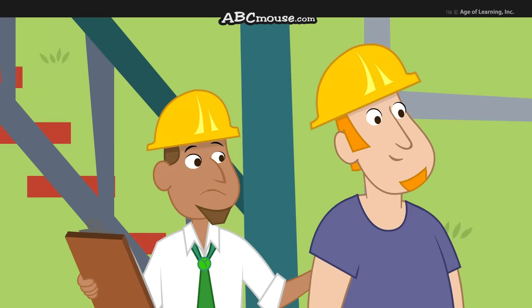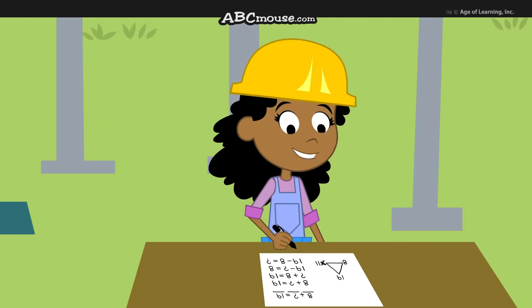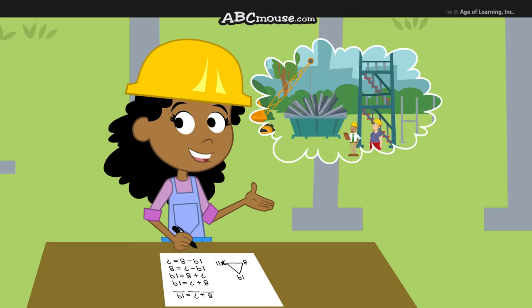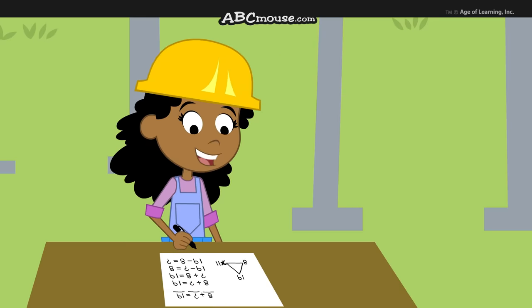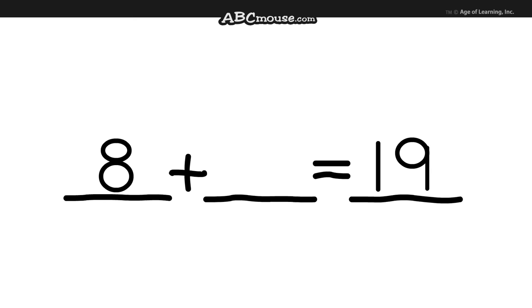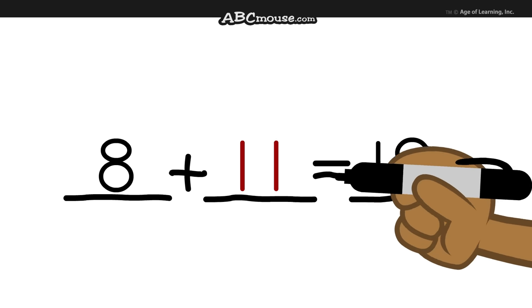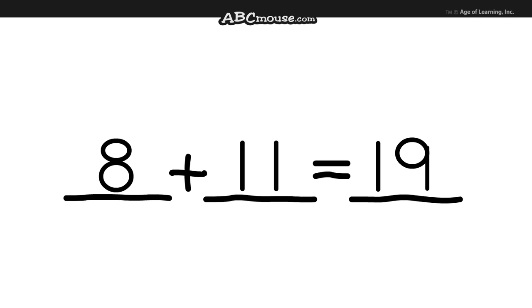You're sure about that? Let's check. You started with 8 beams this morning, and that crane just dropped some more in the bin for a total of 19 beams. To check your answer, you put the missing number in the first number sentence. Does 8 plus 11 equal 19? Yes, we have the right answer.